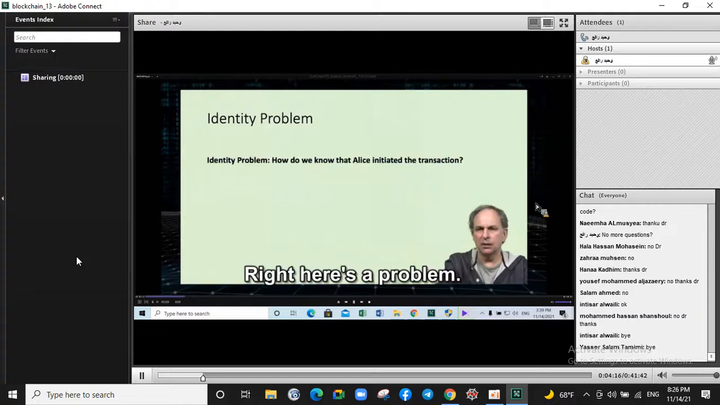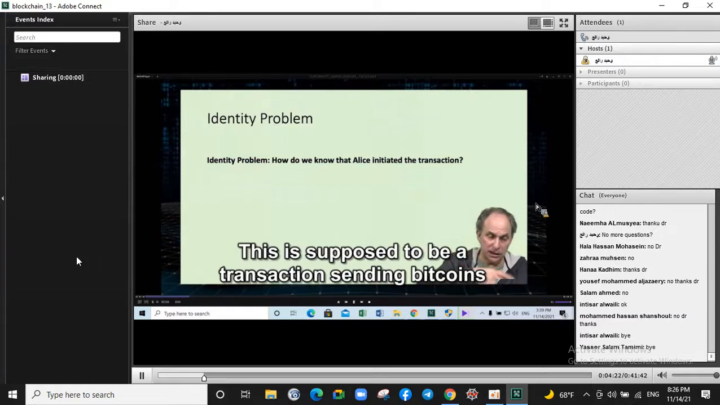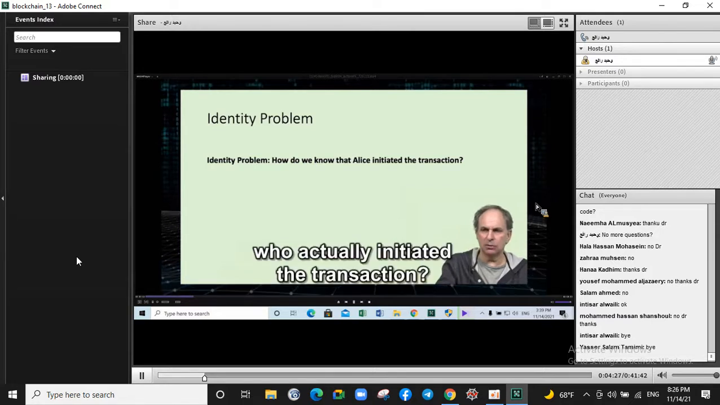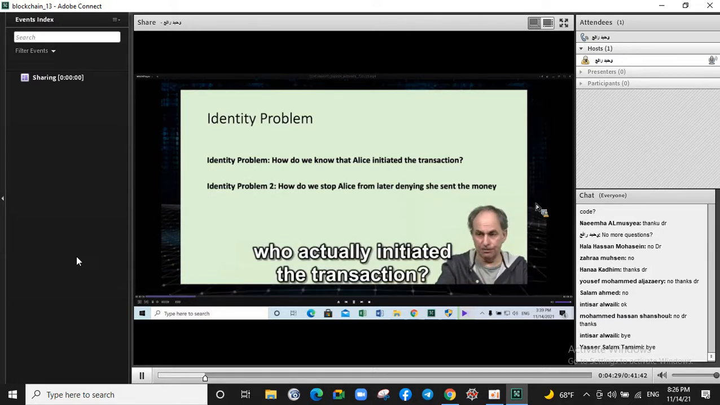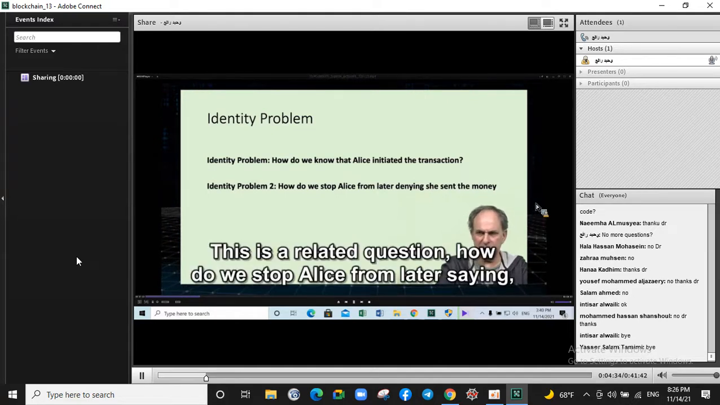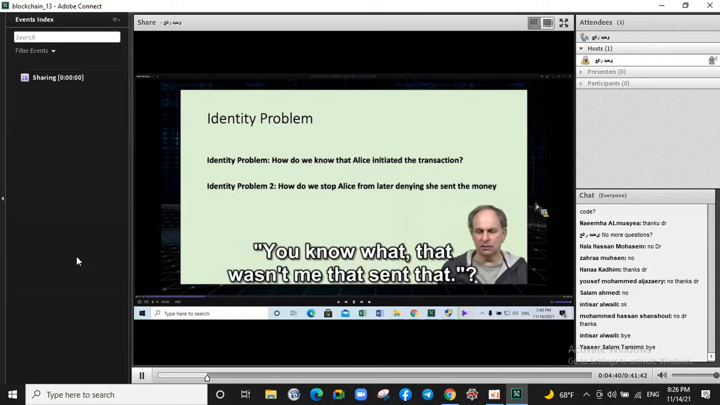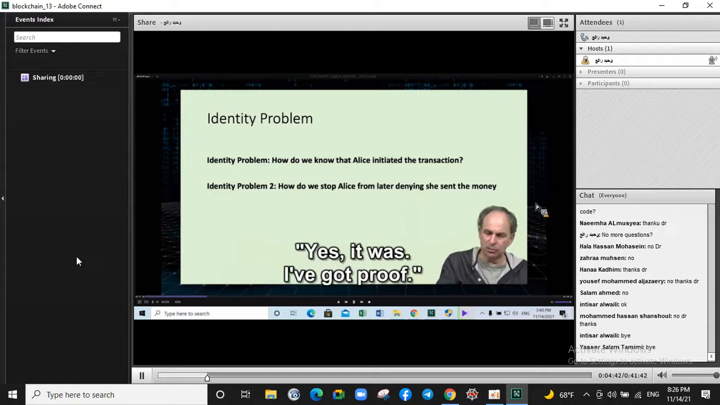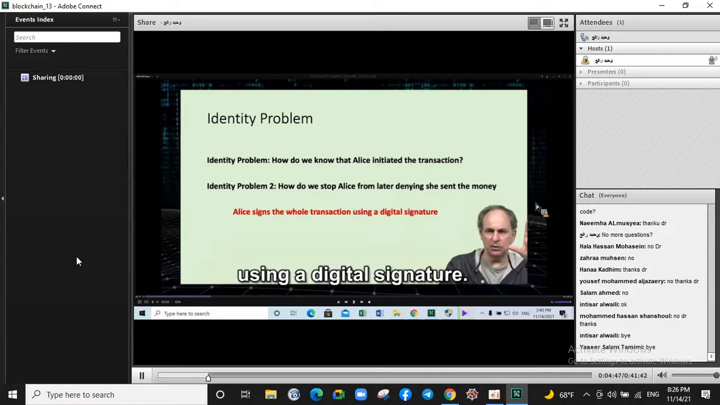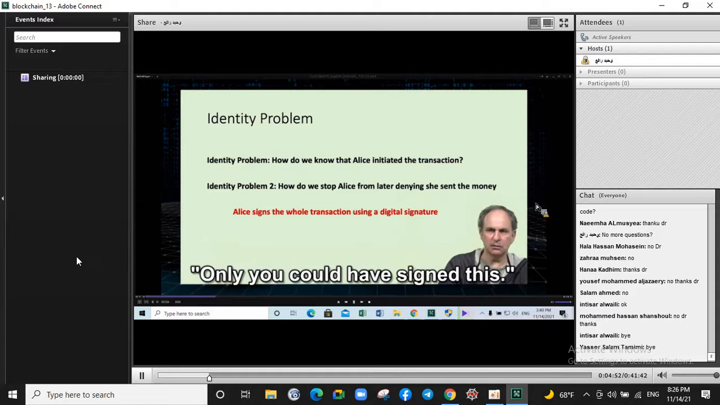Right, here's a problem. How do we know that Alice initiated a transaction? This is supposed to be a transaction sending Bitcoin from Alice to Bob. How do we know that Alice is the one who actually initiated the transaction? And related question, how do we stop Alice from later saying, you know what, that wasn't me? You want to be able to say, yes, it was, I've got proof. And the way you get your proof is Alice signs the whole transaction using a digital signature. So we can point to the digital signature and say, only you can have signed this. Okay.